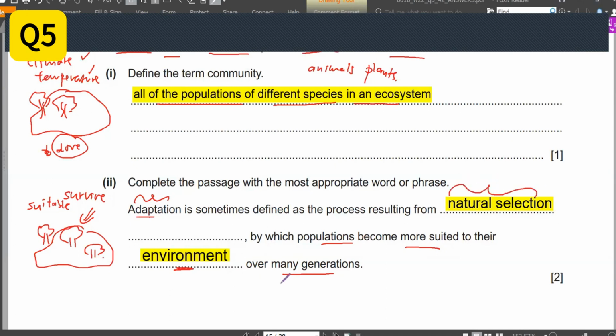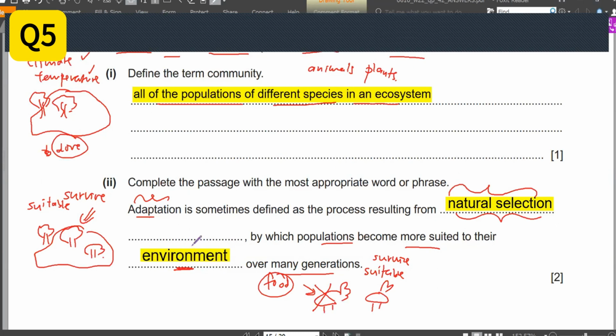Natural selection means that, for example, you have different species of birds. Some of them will be more suitable to survive, so they will survive. Some of them cannot adapt. Maybe the weather is too hot or too cold for them, or there's no food for them on this island. So they will die off. So this is the idea of natural selection.